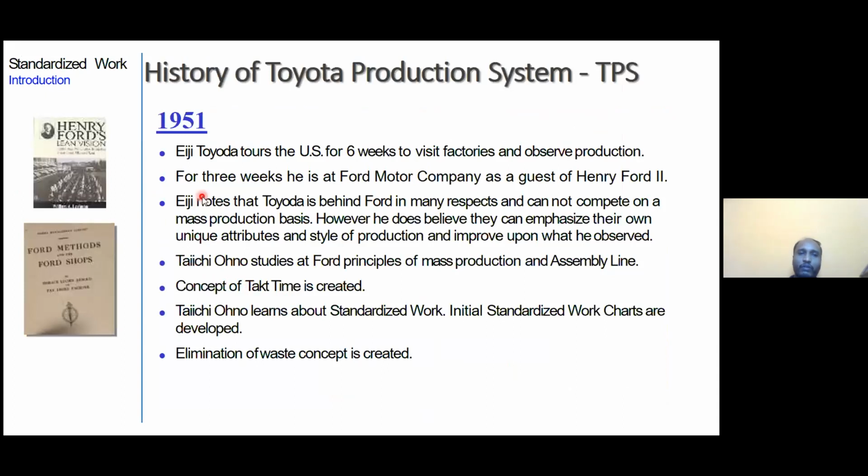In 1951, Mr. Eiji Toyoda toured the US for 6 weeks to visit factories and observe production. For 3 weeks, he was at Ford Motor Company as a guest of Henry Ford. Eiji noted that Toyota was behind Ford in many respects and could not compete on a mass production basis. However, he did believe in emphasizing their own unique attributes, such as trailer production.